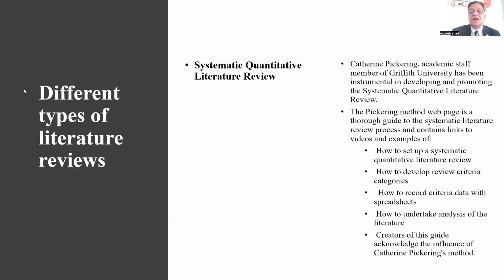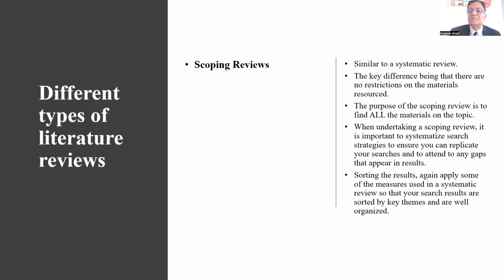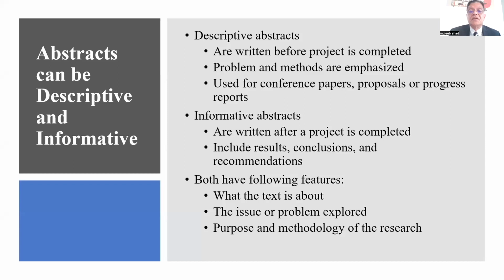We have touched on this a little bit, but there is a Pickering method. You can look more into that for systematic quantitative literature review. That may guide you a little bit better, because people sometimes use this Pickering method. Scoping reviews, I think I will skip those.